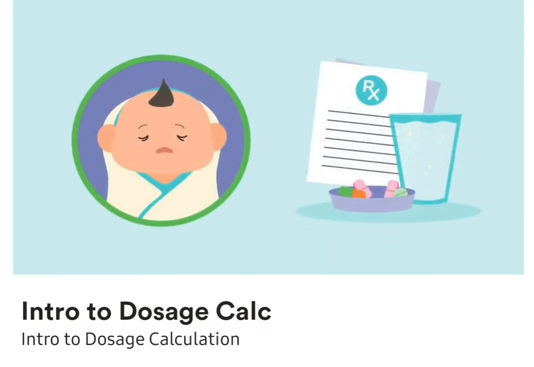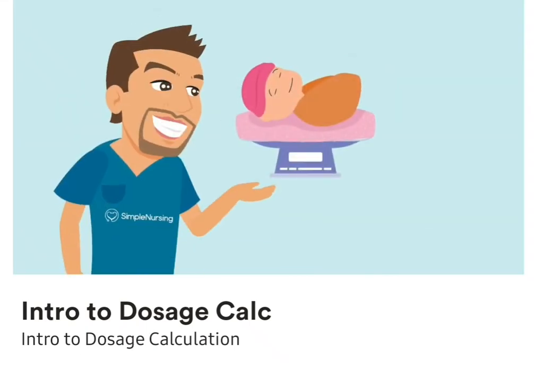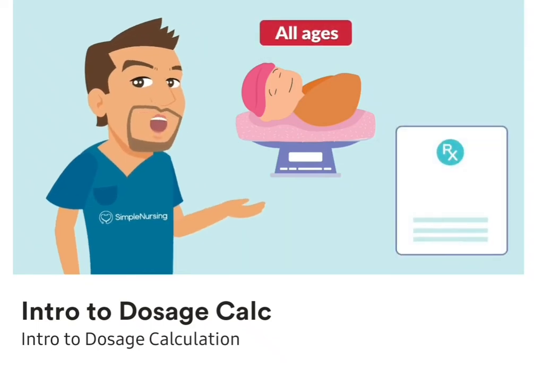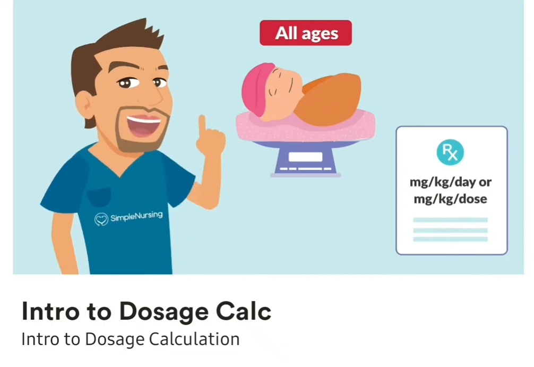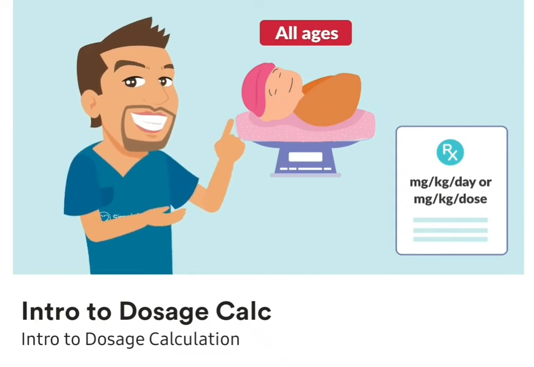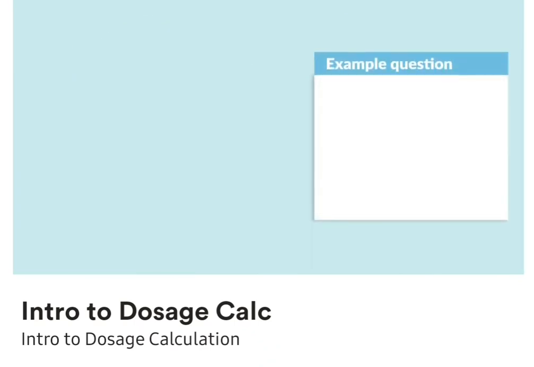Now, moving on to pediatric dosage calculation. So the patient's weight is always a factor when administering medications to children of all ages, especially the babies. So doses are often expressed in milligrams per kilogram per day or milligrams per kilogram per dose. Trust me, it's really easy to overdose a little baby or a child. So for example, let's break this down.